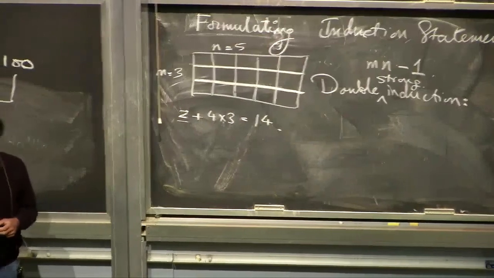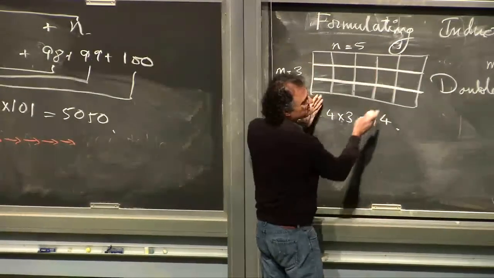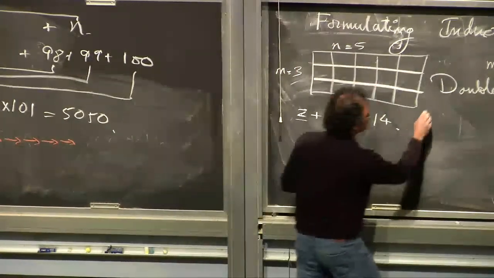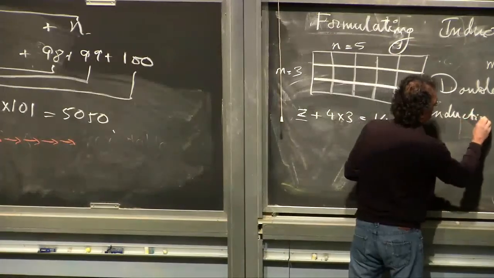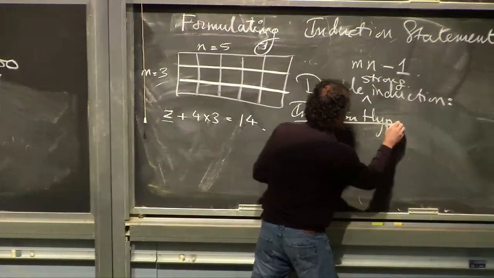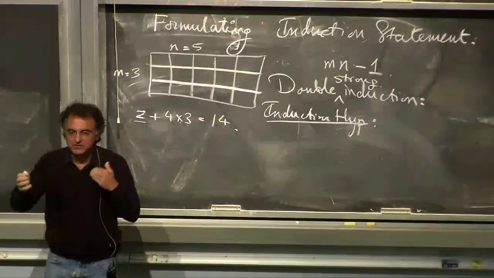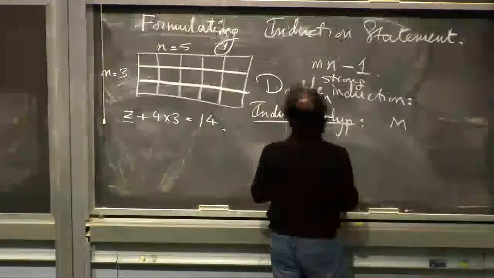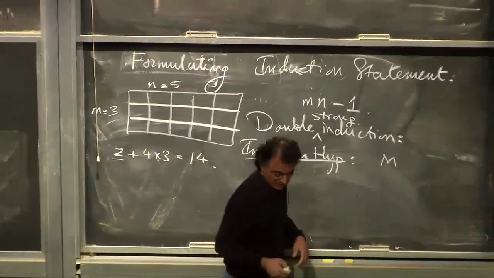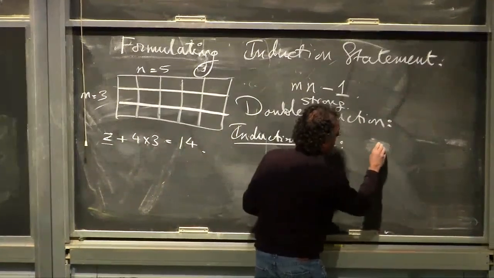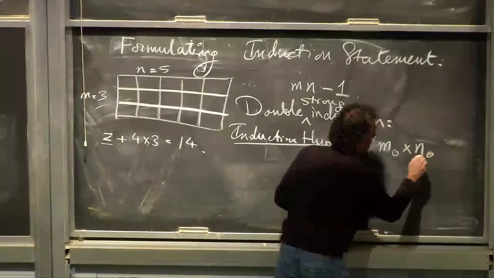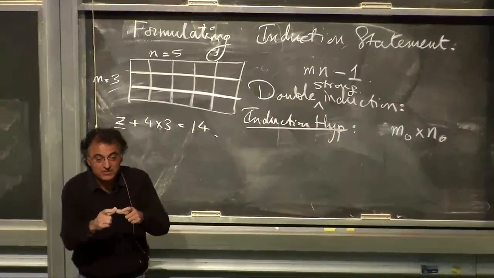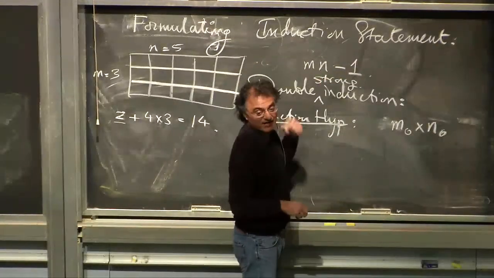Okay, so we verify the base. The base case is easy, right? 1 by 1, it's completely clear. It takes no moves. Okay, induction hypothesis. So we pick a certain threshold, a largest size, let me call it m naught by n naught. So this is a largest size. Any size which is smaller than this, we assume it requires exactly that many.